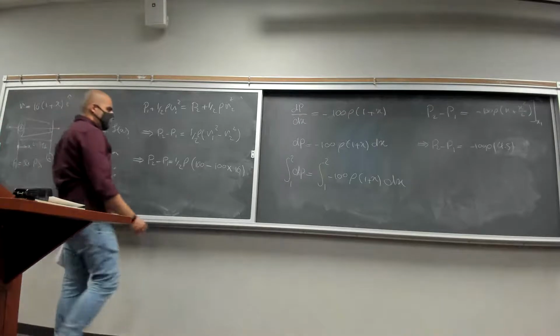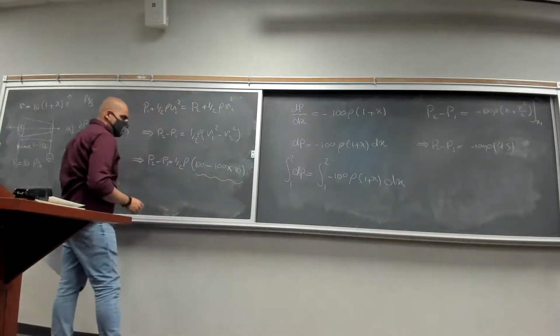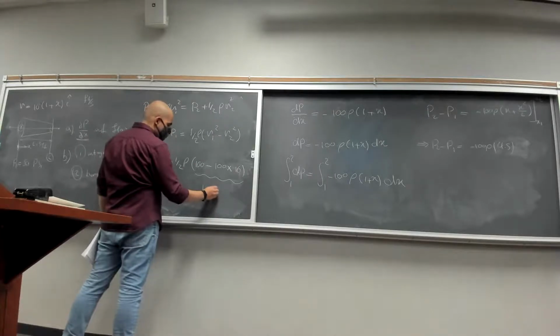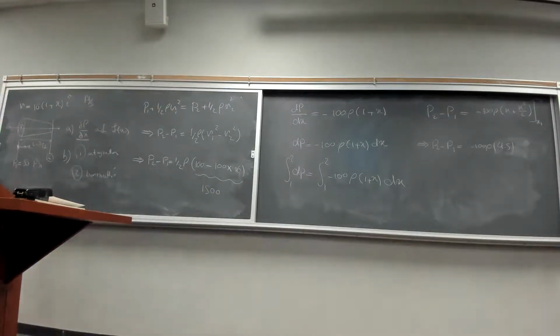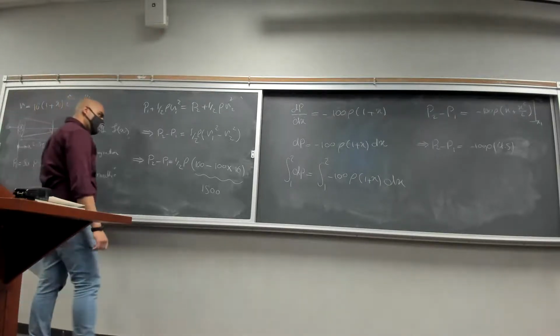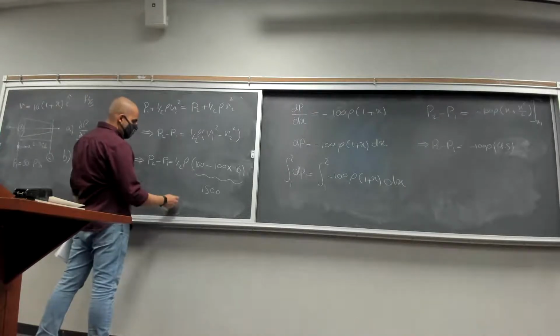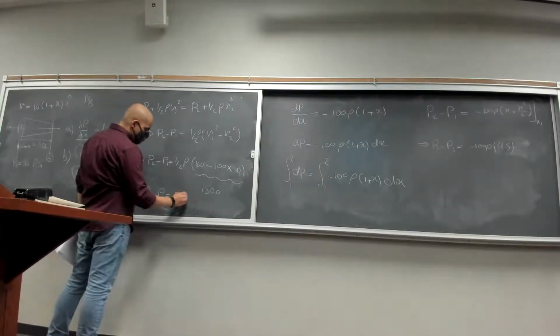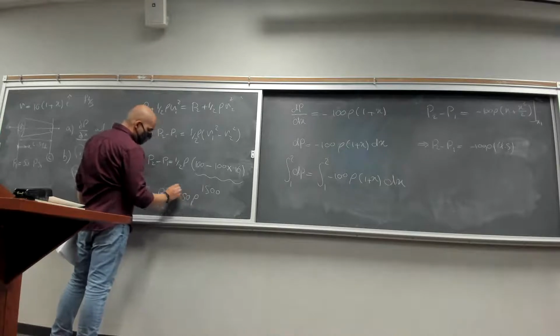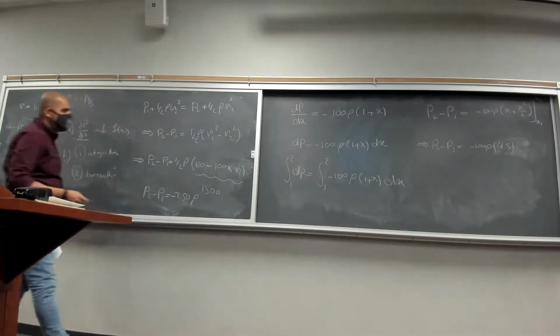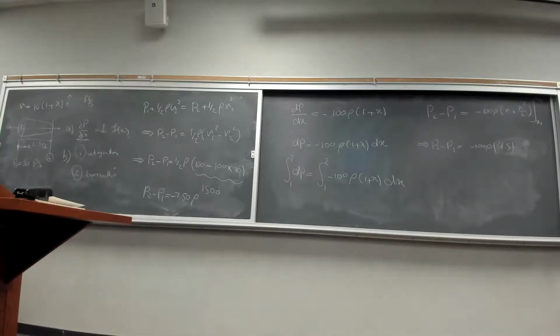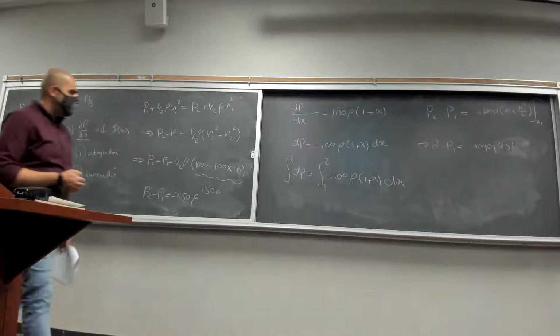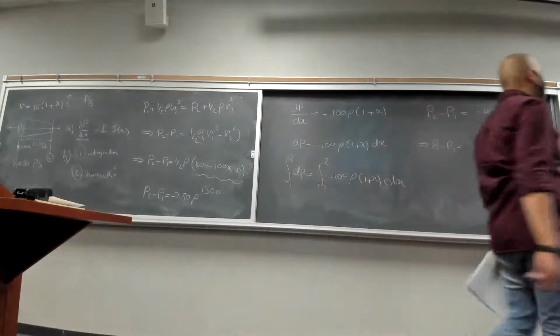Here, 100 minus 1600 is going to give us 1500, right? What is 1/2 of the 1500? P2 minus P1 is going to be equal to 750 rho negative.